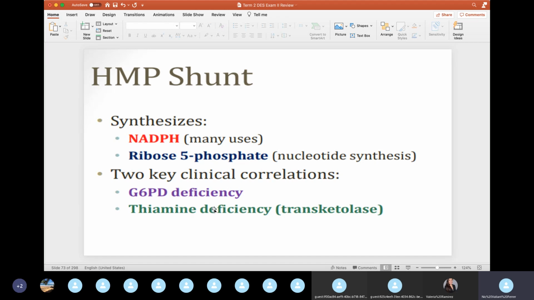So we talk about G6PD deficiency and thiamine deficiency for transketolase. How am I going to detect thiamine deficiency?